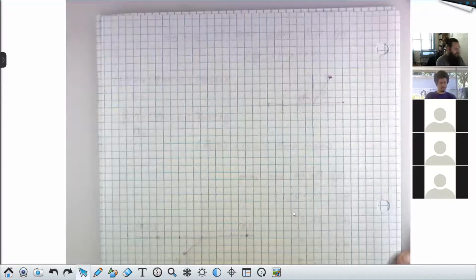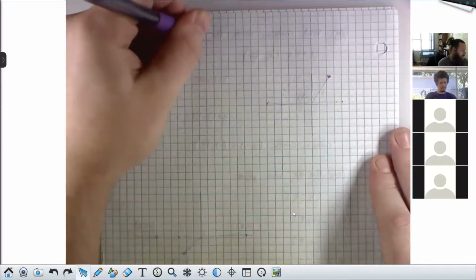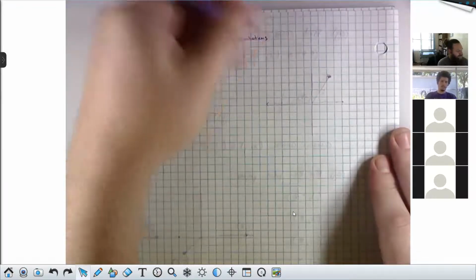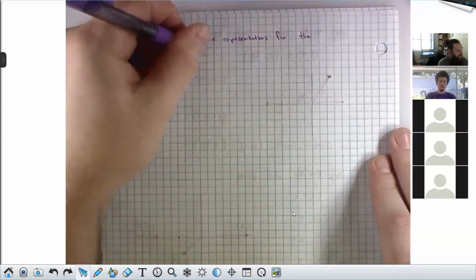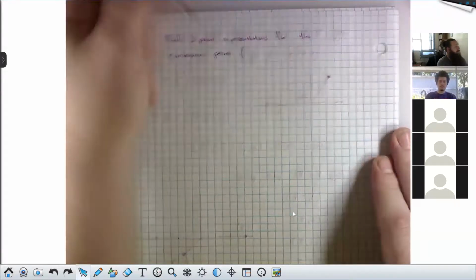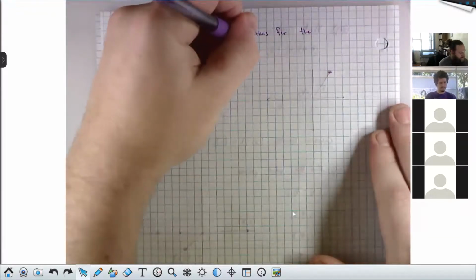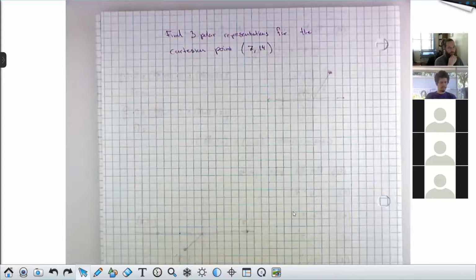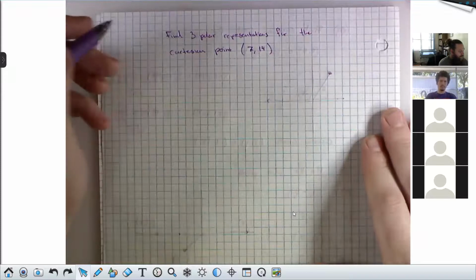So now that we know how to handle positive and negative radii, I want to find three polar representations for the Cartesian point, let's do, I don't know, 7, 14. So I want the polar coordinates. I have here X and Y.